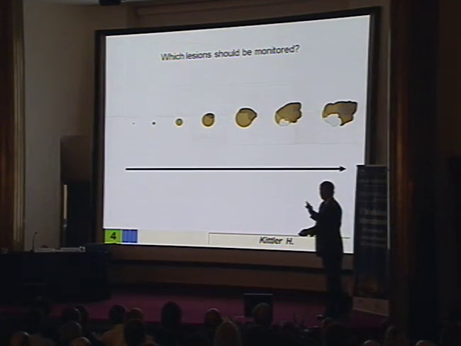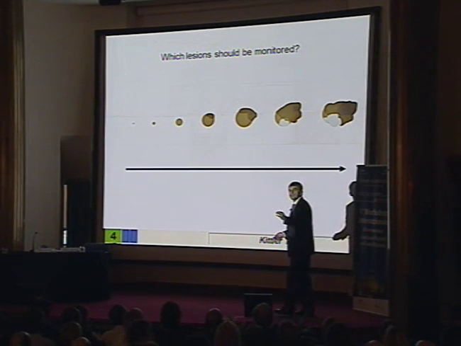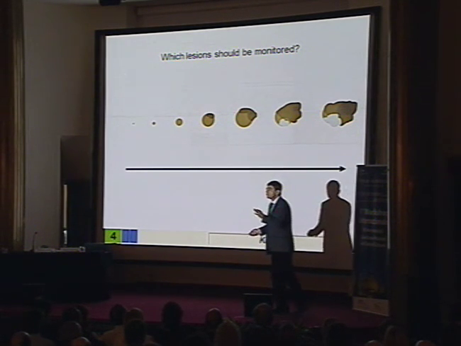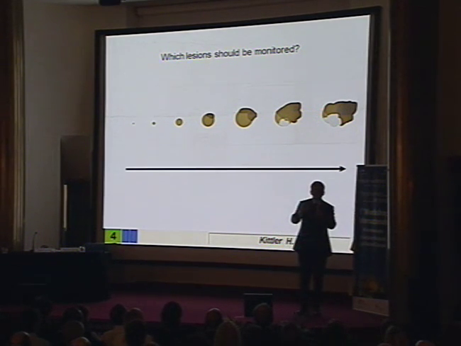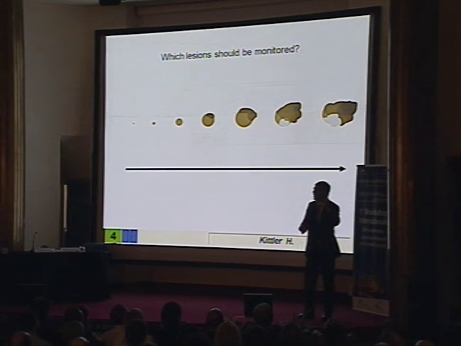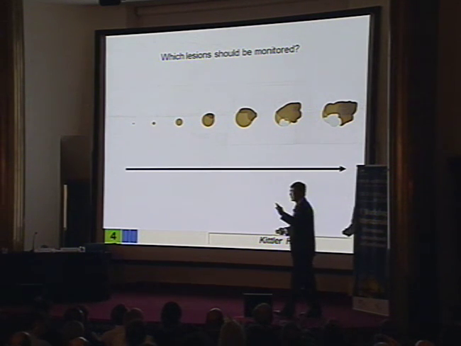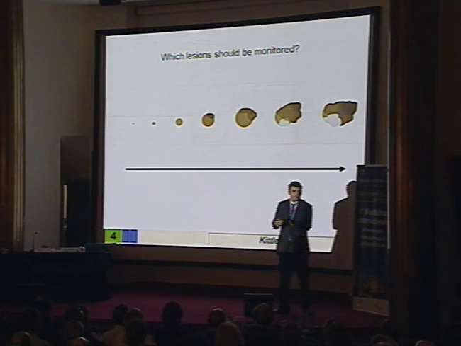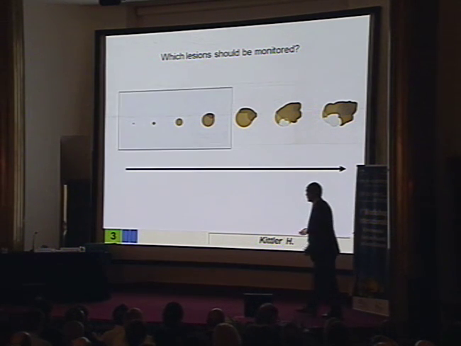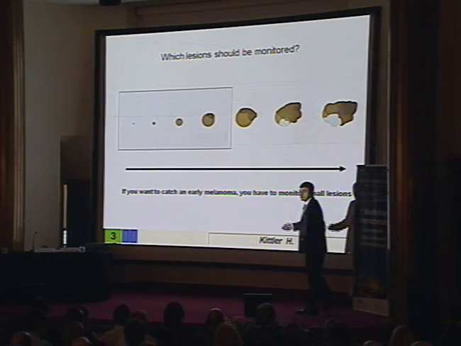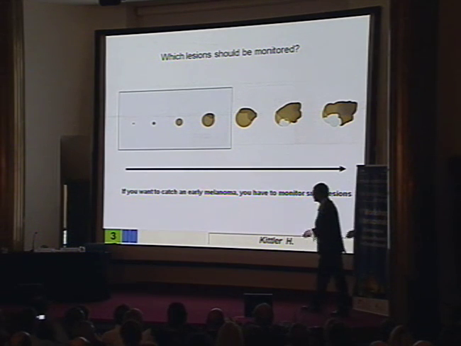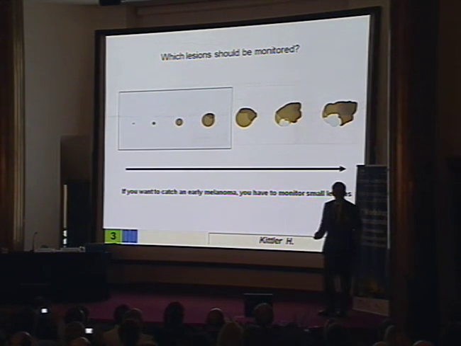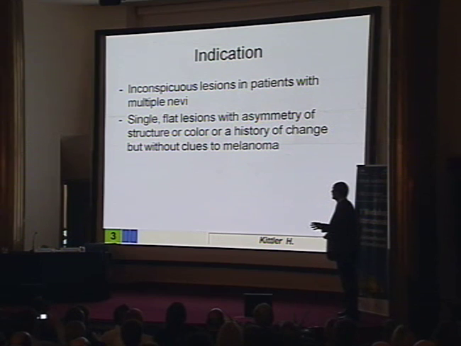And the consequence of what I've told you is that you should monitor only flat and small lesions, because we want to pick melanomas when they have no features of melanomas. So you should monitor mainly flat and small lesions, because an early melanoma will be in that part of the timeline, and not in that part. In that part, they can be diagnosed. So if you want to catch an early melanoma, small lesions and flat lesions.